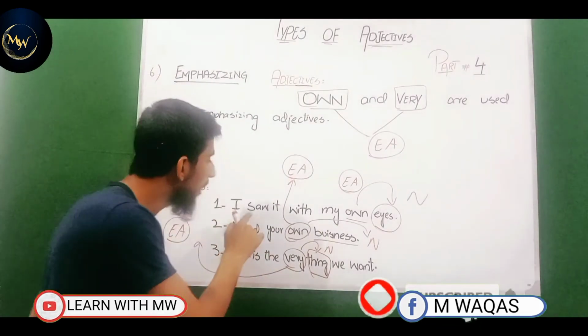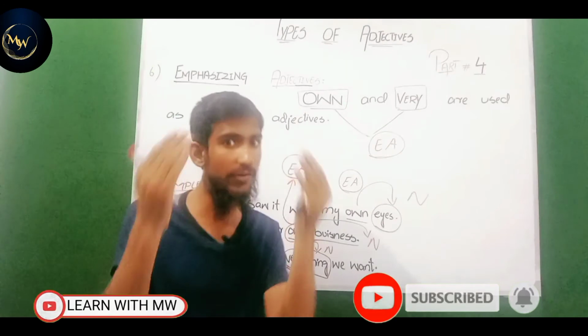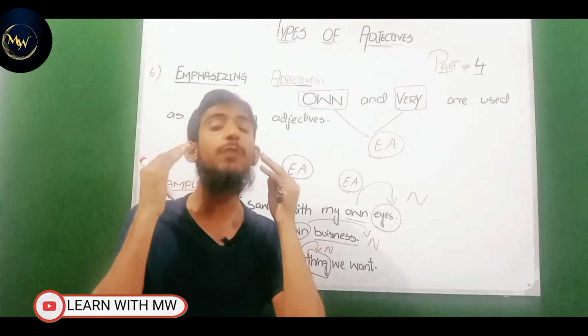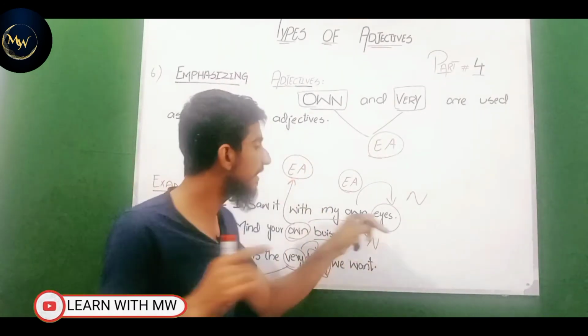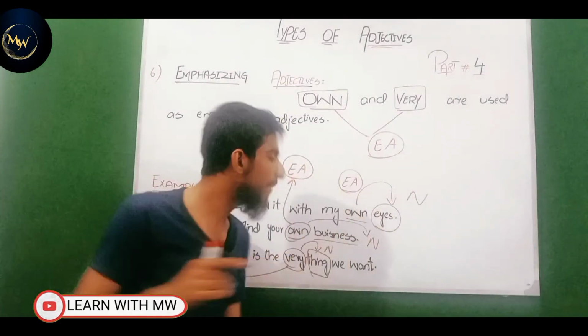And look at the example: I saw it with my own eyes. So there is basically a significance, an importance, that I saw it with my own eyes. So "eyes" is basically a noun, and "own" adds meaning to the noun. That's why "own" is an emphasizing adjective.